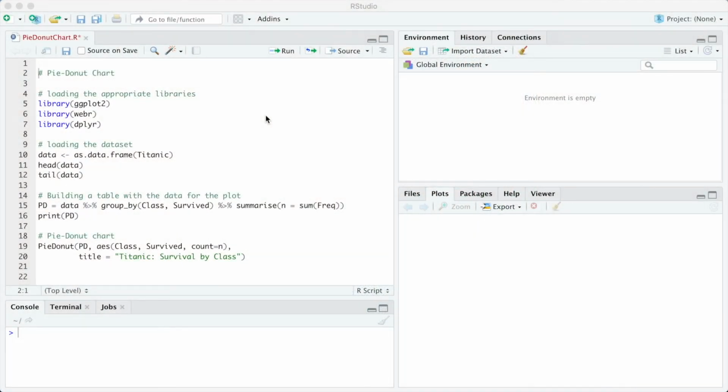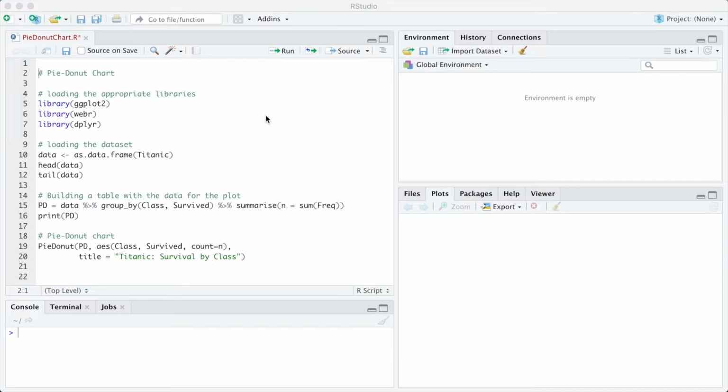In this tutorial, we are going to see how to build a PieDonut chart in R. In a PieDonut chart, the response is the frequency of observations that are classified into the categories of two explanatory variables. So let's start. We are going to use the Titanic data that is available in the R datasets library.